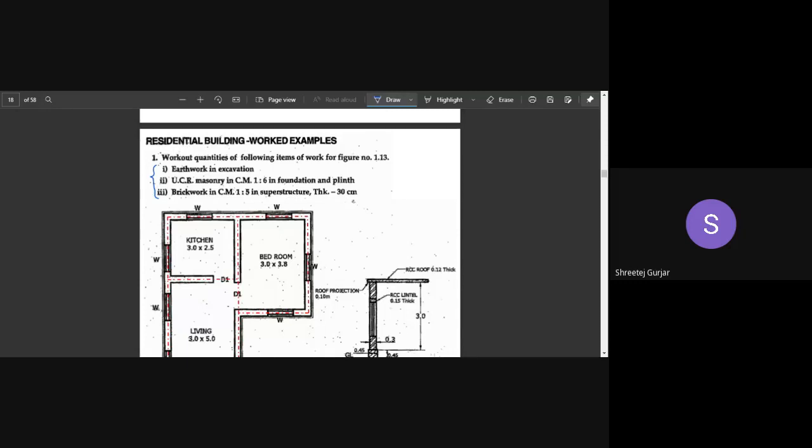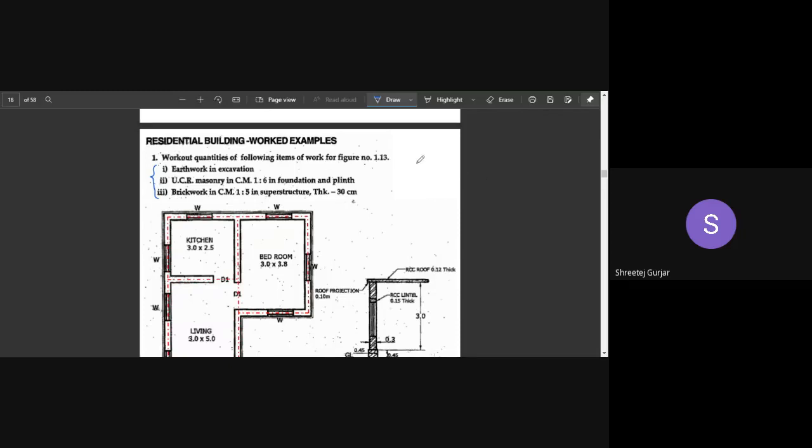So we will solve using both methods, that is the long wall short wall method and the center line method, so that we can have a comparison between both those methods. Only 3 of your quantities have been asked.